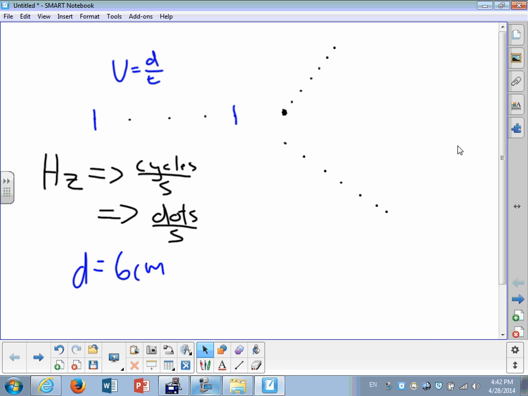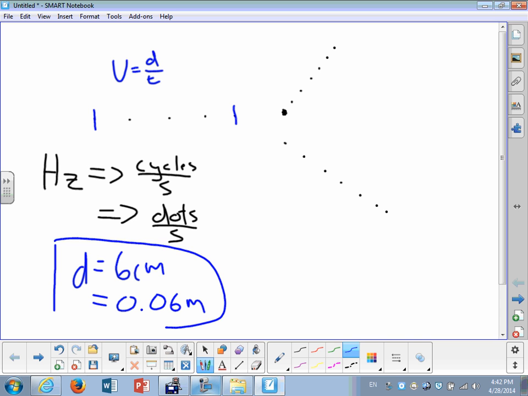So here, we have 6 centimeters. I want to convert that right off the bat to meters. Thankfully, I know that conversion pretty well. There we go. So I'm just going to put a nice little box around that for now. That's something that I want to keep track of. Why? Because it's going to end up in my velocity there.